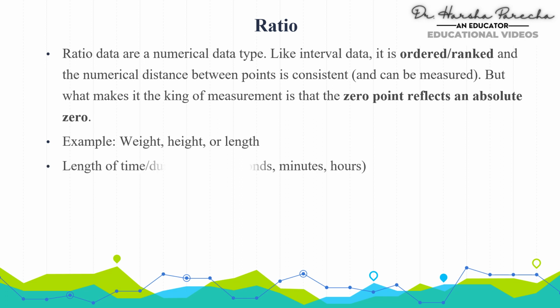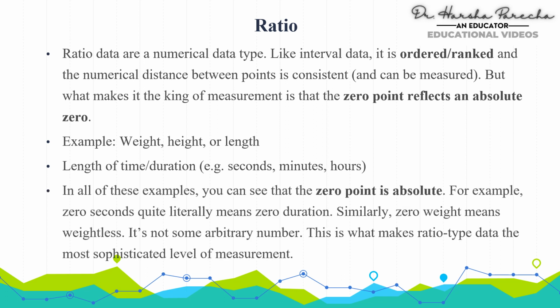0 marks means no marks at all. Another example could be length of time, duration. 0 seconds means no seconds. 0 hours, no hours at all. This is an important point we must keep in mind: in ratio data the 0 point is absolute, and in the case of interval data the 0 point is not absolute. This is what makes ratio data the most sophisticated level of measurement.